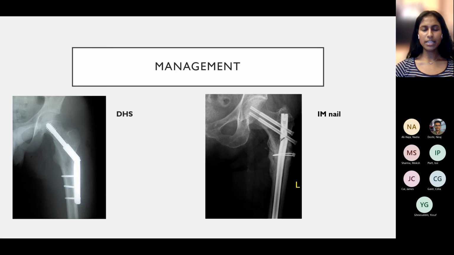Perhaps I'll tell you guys, one is an IM nail and one is a dynamic hip screw. So which is which? The left side, what do we think it is? Dynamic hip screw on the right. Oof. Is it Izzy? Let's see if anyone else agrees. Left IM nail. Well, actually, guys, it's the other way around. So the dynamic hip screw is on the left, the IM nail is on the right.